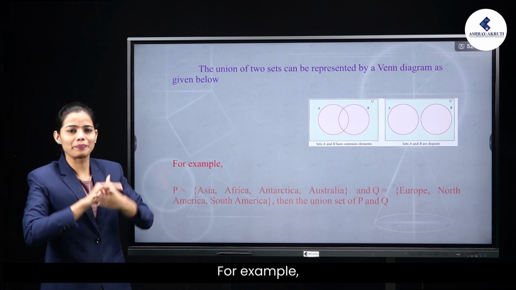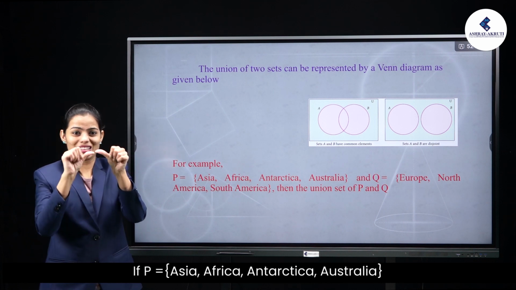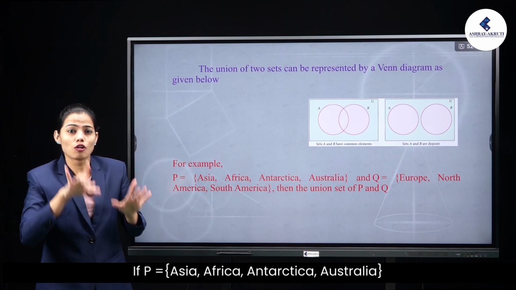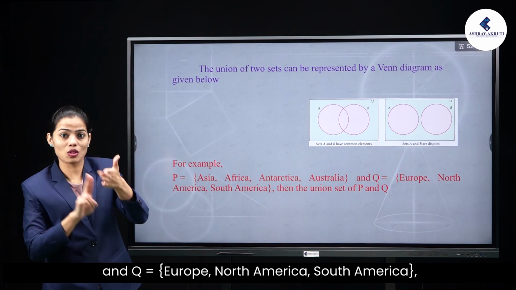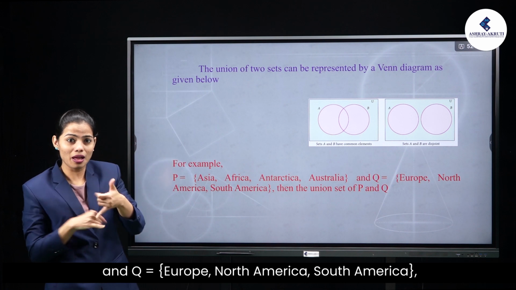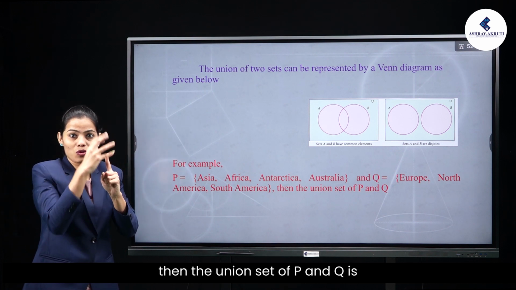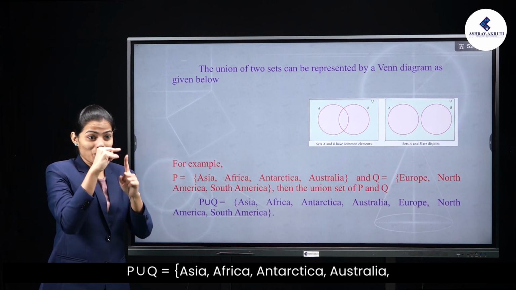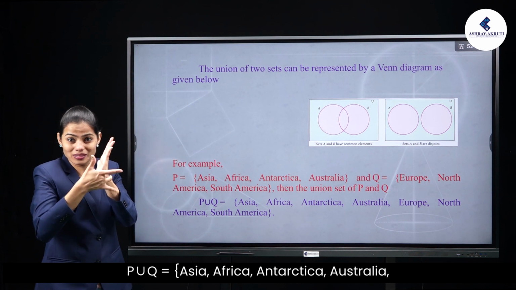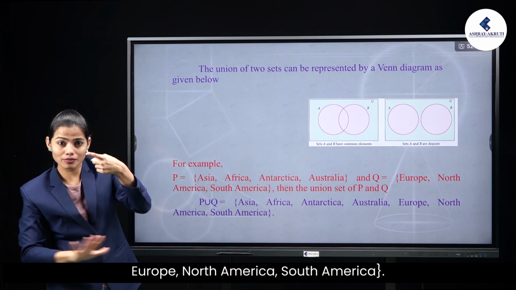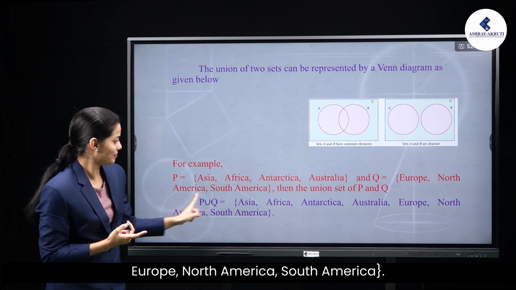For example, if P = {Asia, Africa, Antarctica, Australia} and Q = {Europe, North America, South America}, then the union set of P and Q is P union Q = {Asia, Africa, Antarctica, Australia, Europe, North America, South America}.